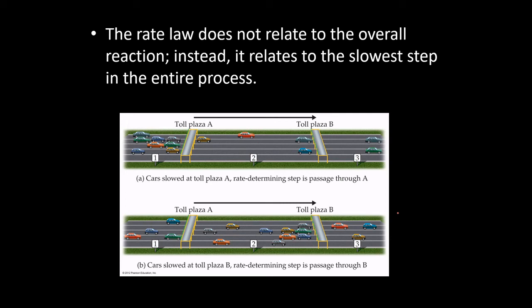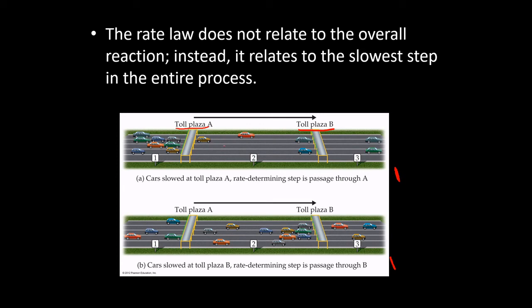So if we have two different toll plazas on a highway, Toll Plaza A and Toll Plaza B, and we have someone stationed over here in this section area, and this person, in both of these situations, is keeping track of how many cars pass them per minute. So they're tracking essentially the rate of cars, how many cars go past them every minute.